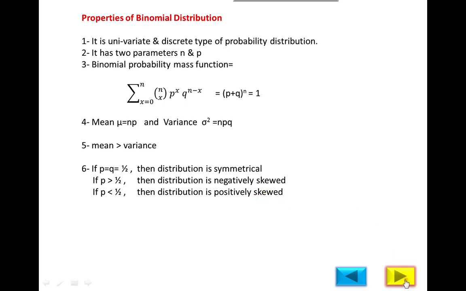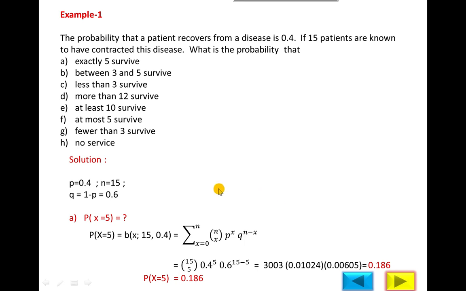Okay. Now we will solve an example question. This is the first question. The probability that a patient recovers from a disease is 0.4. Patient recovers, success, from a disease, 0.4. This is the probability of success. If 15 patients, 15 total number of patients, n, are known to have contracted this disease, what is the probability that, first part, exactly 5 survive?